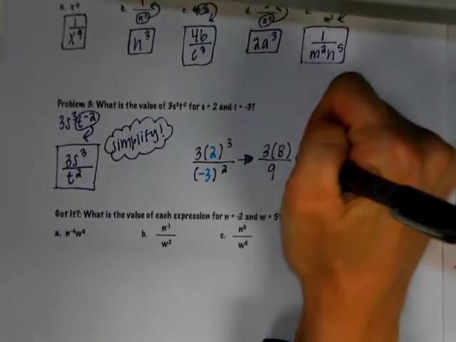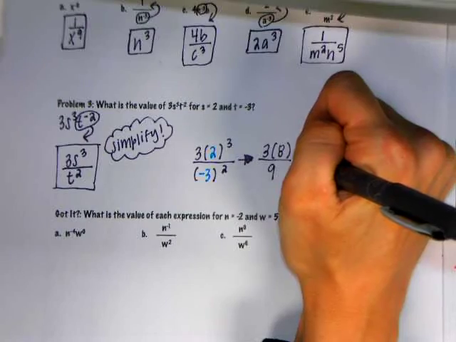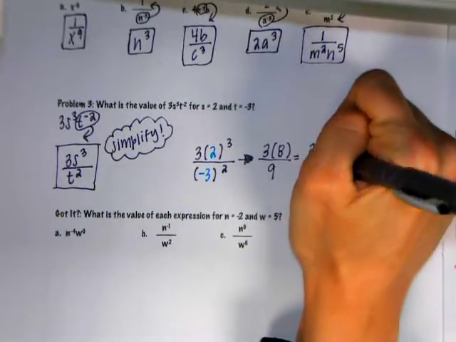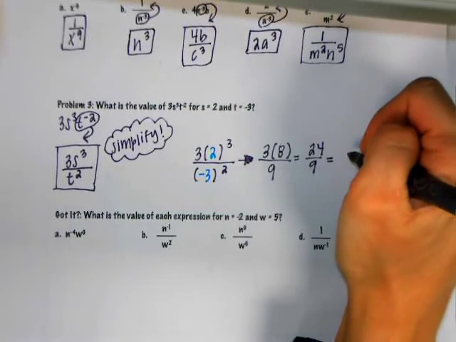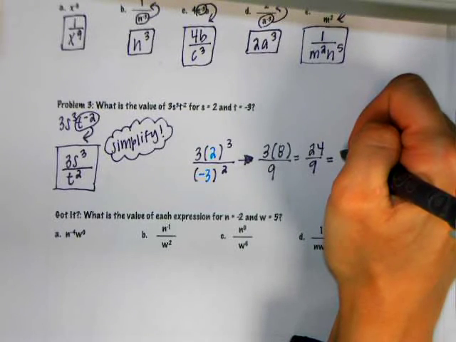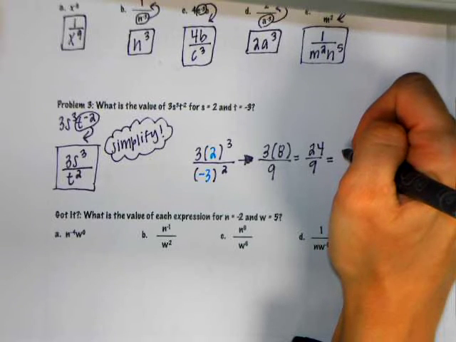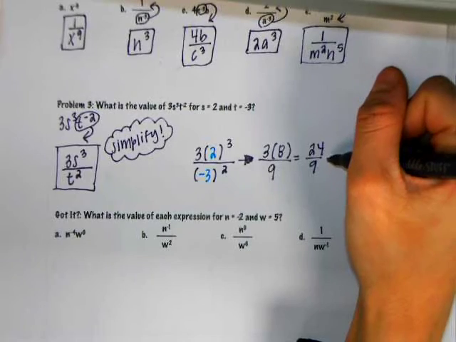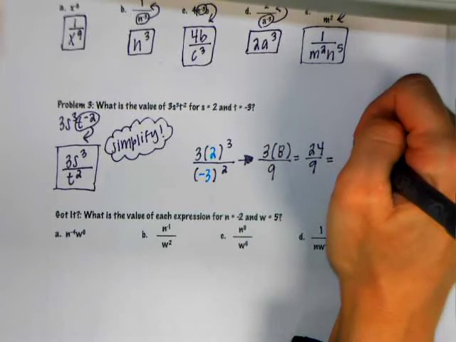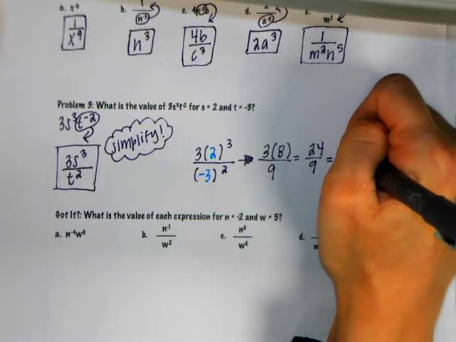Okay, and then 3 times 8, 24 over 9, and then that can be reduced to what? So what are both of those divisible by? 3. So then if I divide them both by 3, what do I get? Yeah, 8/3.